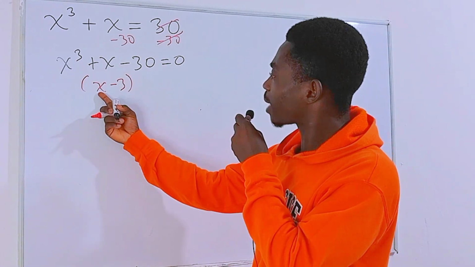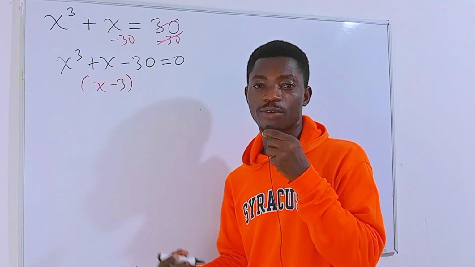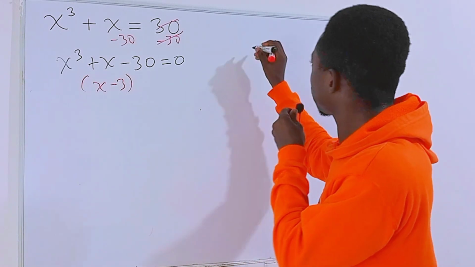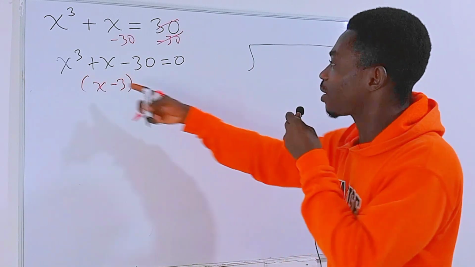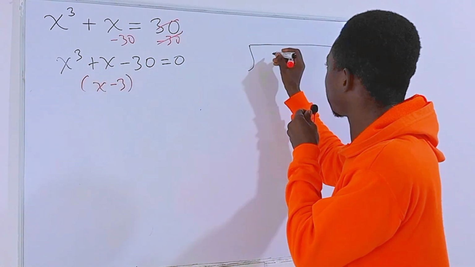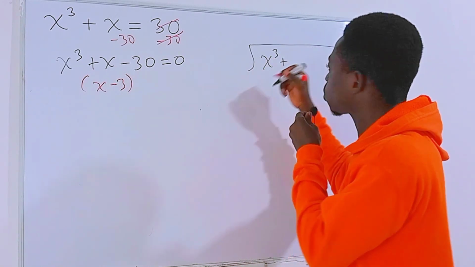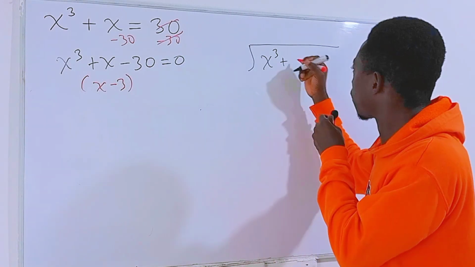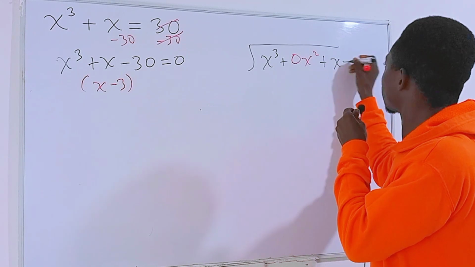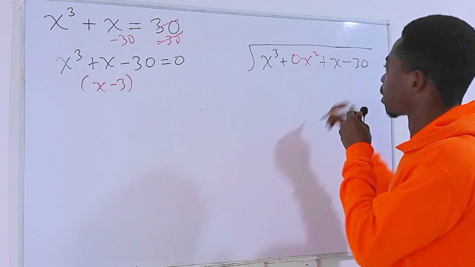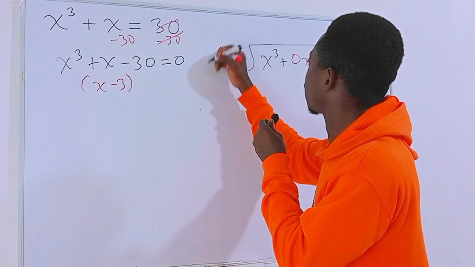So now that we know that x minus 3 is a factor, let's go ahead and use it to find all the other factors. I'm going to quickly draw the long division sign right here, just like that. Then this one will come inside, that will be the dividend. So we have x to the third power plus, actually we don't have x to the second power, so I'm going to represent that by 0, x to the second power, then plus x minus 30. Then the factor will come outside, so we have x minus 3.